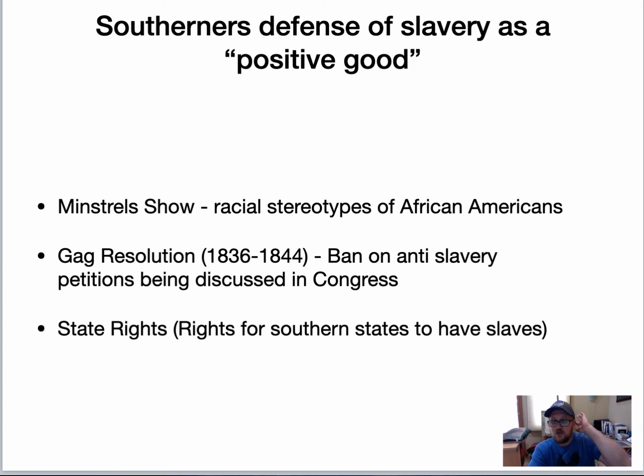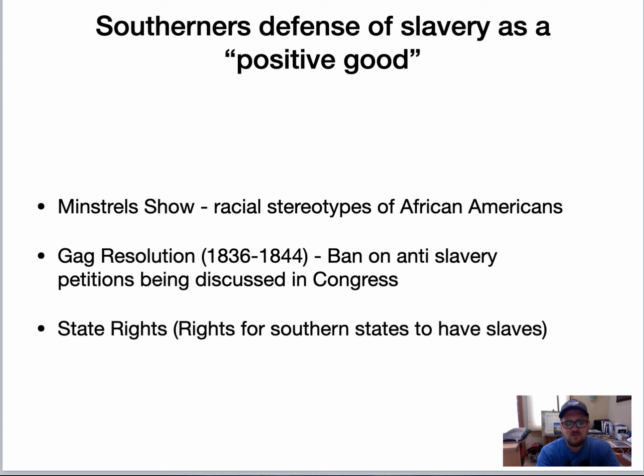Then you also have the Southerners' view of life. They really portrayed slaves and African Americans in a very derogatory way. They had minstrel shows and racial stereotypes for African Americans. Of course, you had the gag resolutions that put a ban on discussing slavery. You had states' rights, which claimed that states have the right to own slaves.